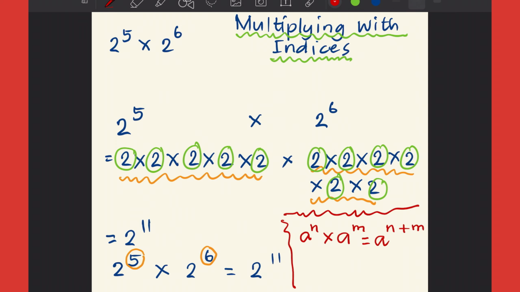So let's say we have this example. We have a raised to the power of 2 times a raised to the power of 5. We will have a raised to the power of 7.